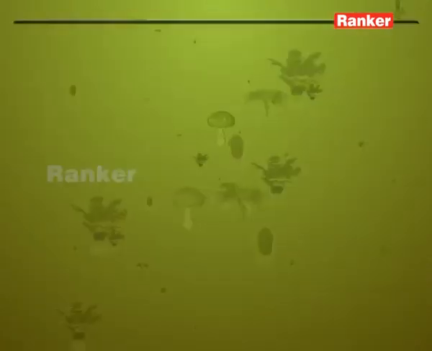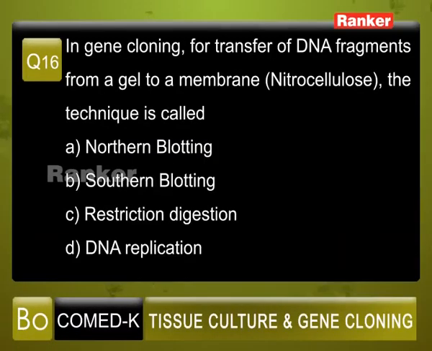Question number 16. In gene cloning, for transfer of DNA fragments from a gel to a membrane, which is called nitrocellulose, the technique is A. Northern blotting, B. Southern blotting, C. Restriction digestion, D. DNA replication.